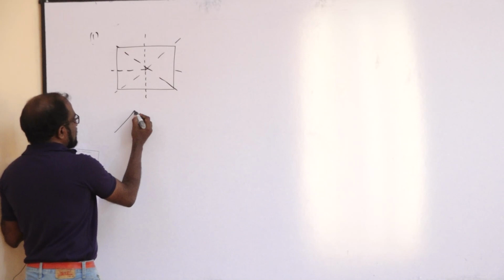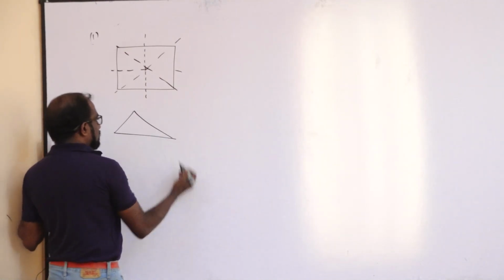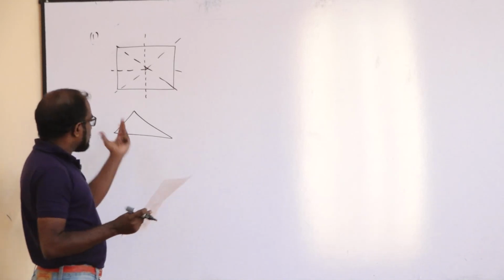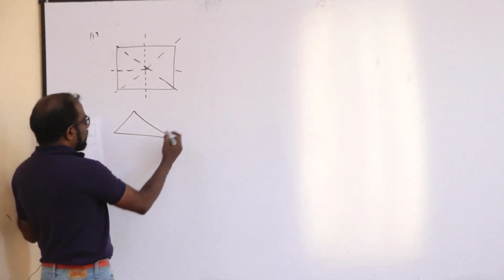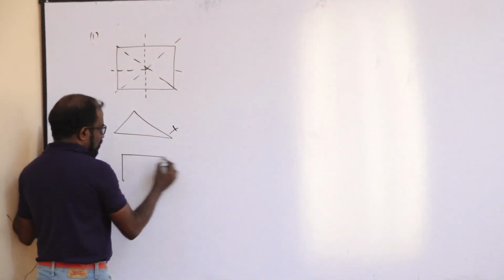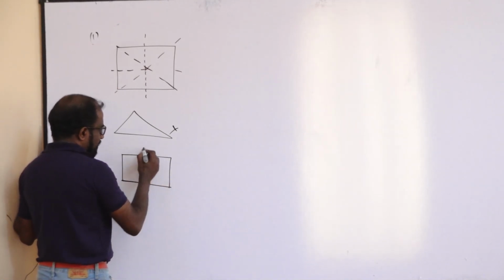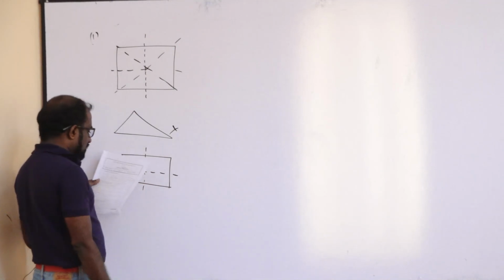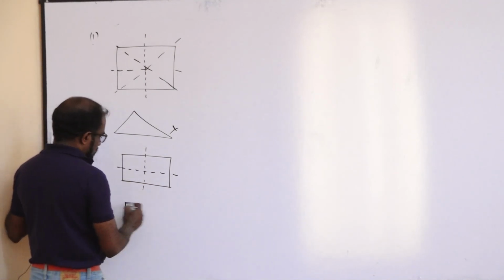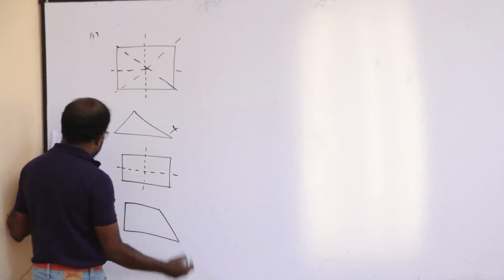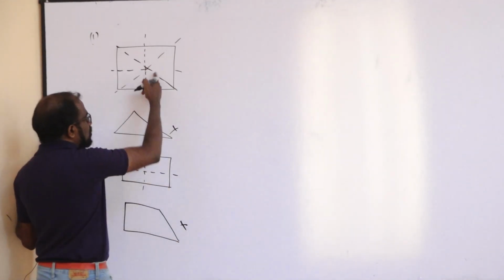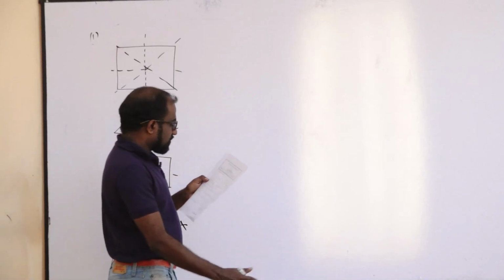Then the second one is a triangle. An equilateral triangle or isosceles triangle is bilateral, but this one is not a bilateral symmetrical figure. Then the rectangle is also a bilateral symmetrical figure. You can draw axes of symmetry for the rectangle. Then the next one is a trapezium, which is not a bilateral symmetrical figure. So these two are bilateral symmetrical figures.